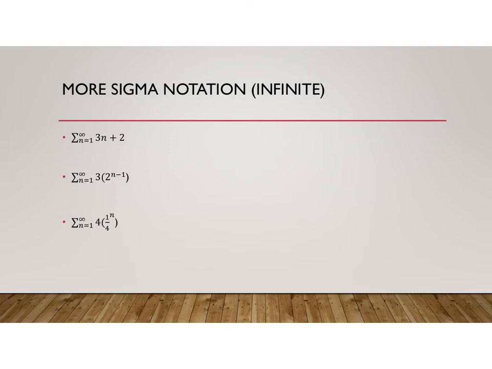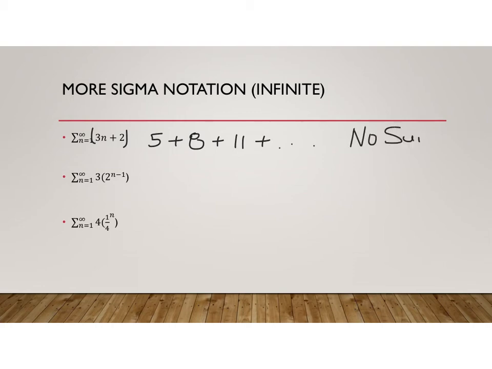Now, let's work with this with infinite series. So this one is n equals 1 to infinity. So there are an infinite number of terms of 3n plus 2. Now, if you put a 1 in there, you get 5. If you put 2 in, you get 8. If you put 3 in, you get 11. And we see it's an arithmetic infinite series.